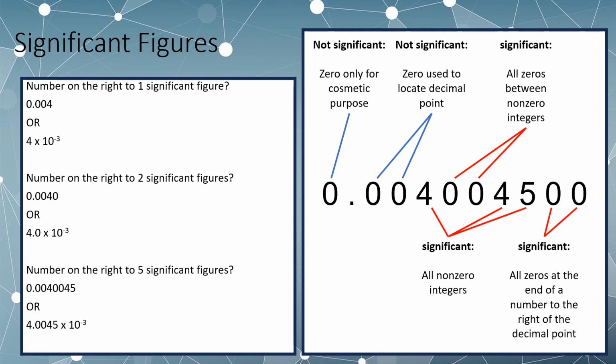What about to 5 significant figures? Well, in this case, we would then have 0.0040045, and we just lose those trailing zeros at the end. Don't forget they are significant, but we've only been asked to give it to 5 significant figures. You could also write that out as 4.0045 times 10 to the negative 3.